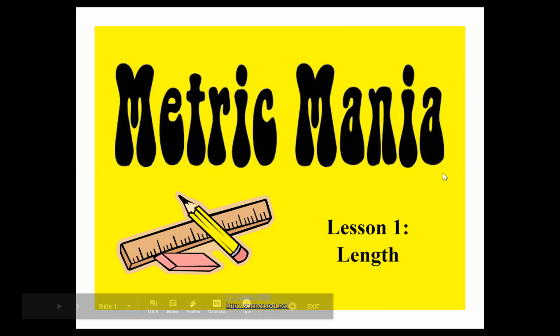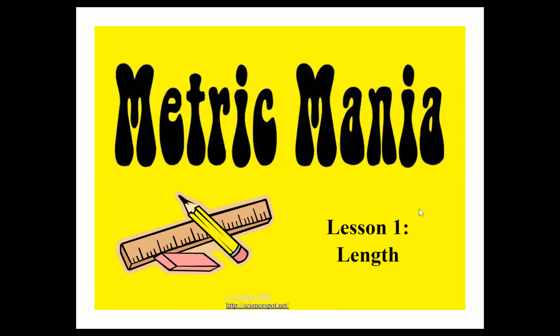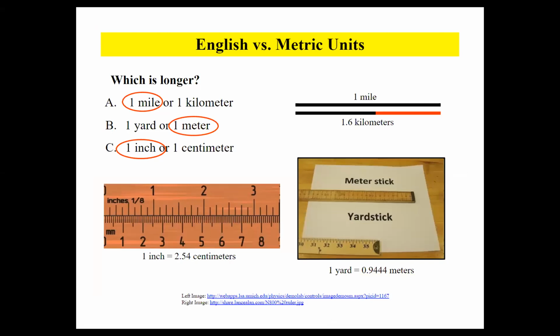So the first type of measurement we're going to be talking about is length or distance, how long, how wide, how tall an object is. So in American units, we have things like miles and yards and feet and inches. But in metric units, you may have heard of these before, we have kilometers, meters, centimeters, and millimeters.